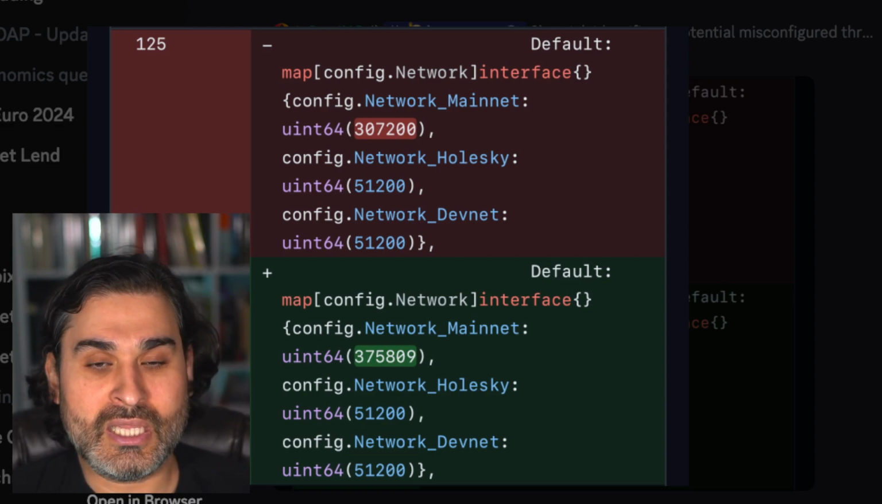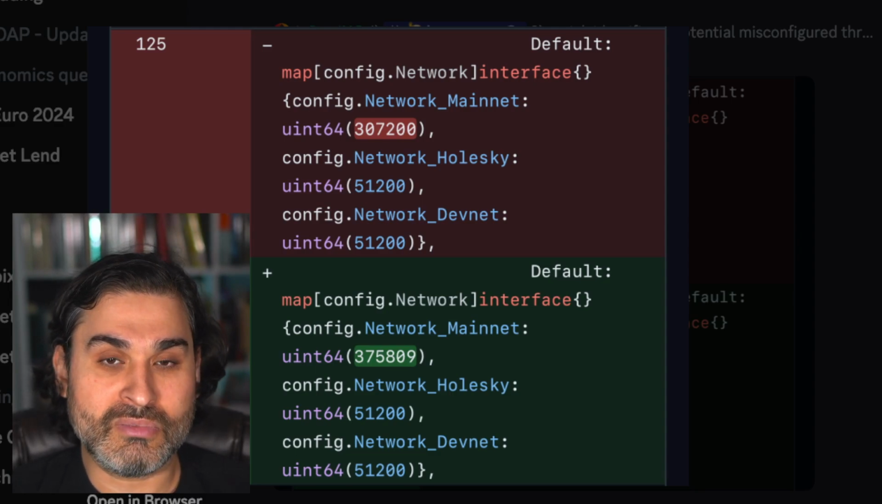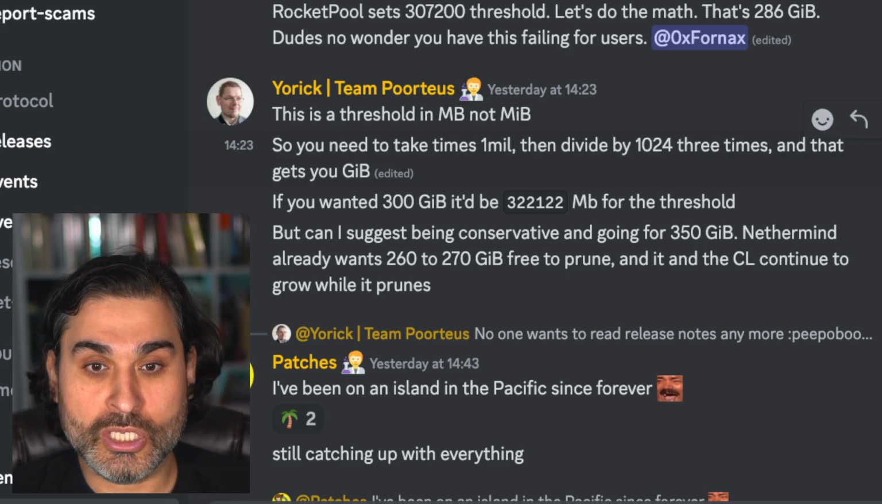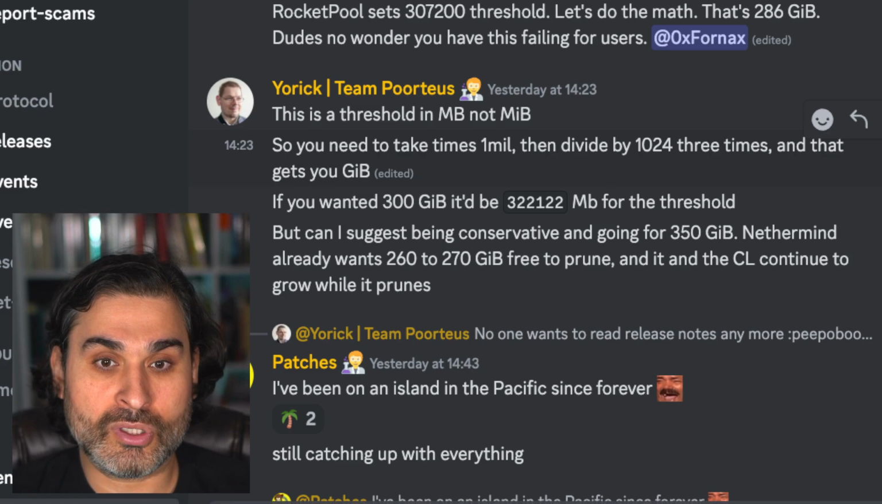So hopefully in the next version of the smart node, that can be fixed. And then people who are on Nethermind and have had issues with auto pruning shouldn't have that issue anymore. So really cool of Yorick to figure that out.